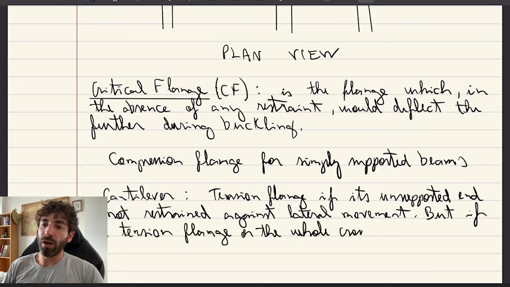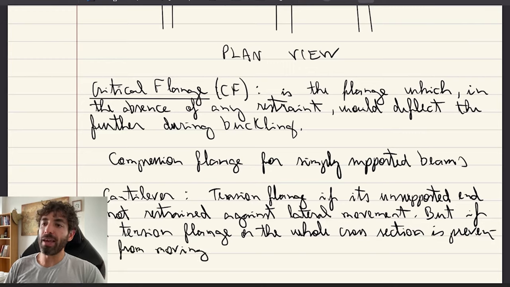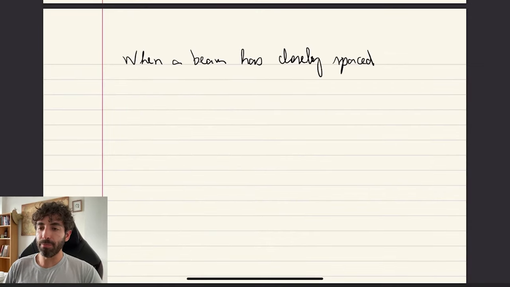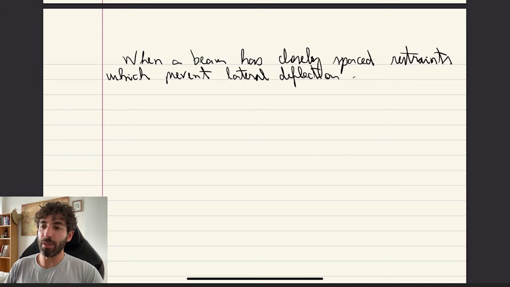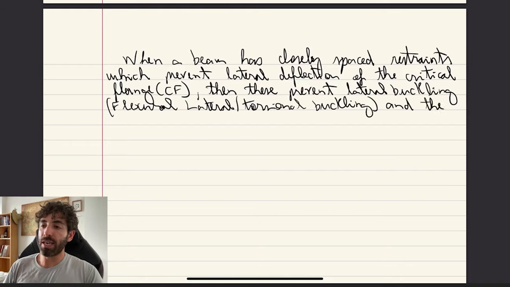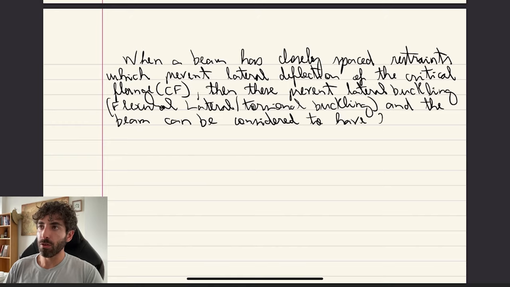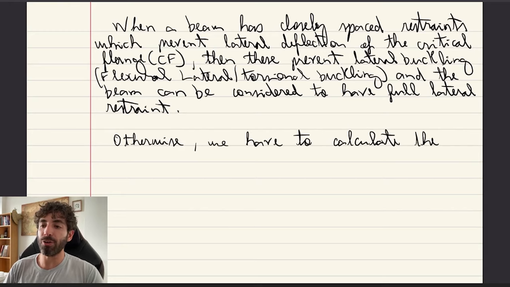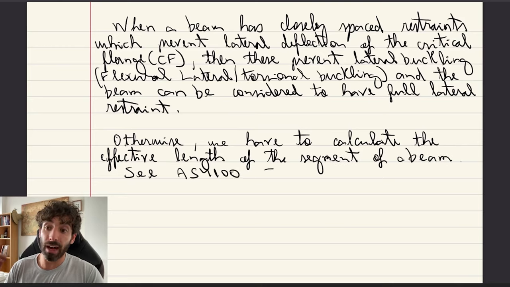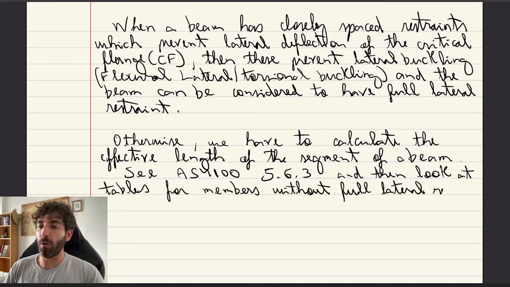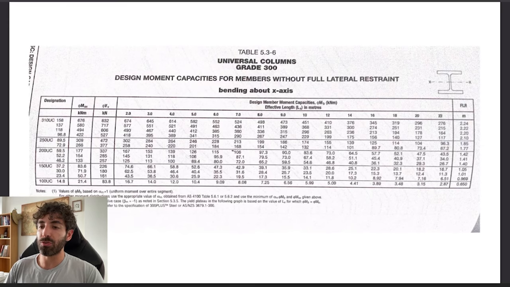Okay. When a beam has closely spaced restraints, which prevent lateral deflection of the critical flange, then these prevent lateral buckling, and the beam can be considered to have full lateral restraint. So that's the rule if you want to use the section moment capacity for the maximum FLR that we explained before. Otherwise, we have to calculate the effective length of the segment of a beam. And you find these calculations in AS4100 clause 5.6.3. And then you're going to look at these tables for members without full lateral restraint.